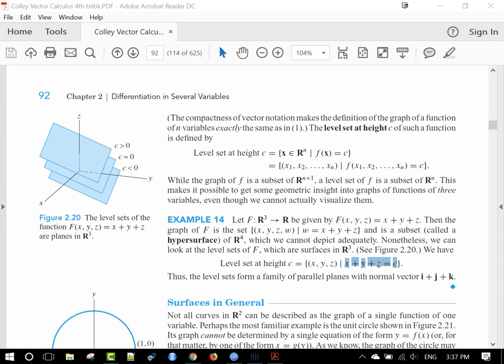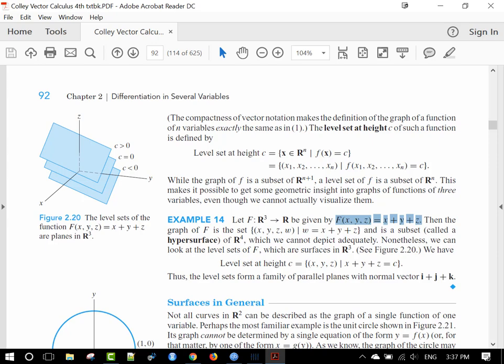And this is called a hypersurface because the graph of this is called a hypersurface. They use hyper when you go out of 3 dimensions. So this would be out of 3 dimensions, so they call it a hypersurface of R4.